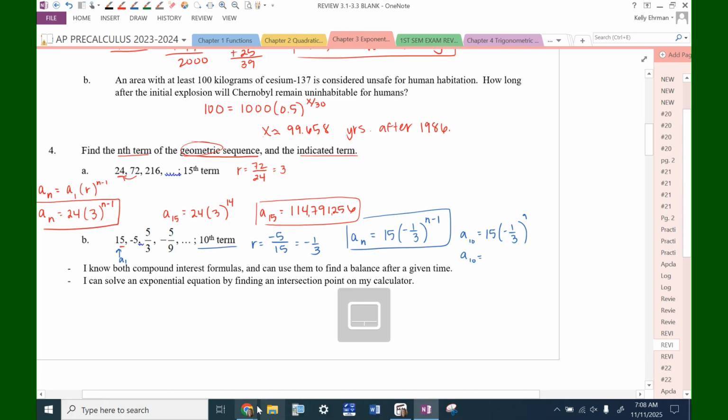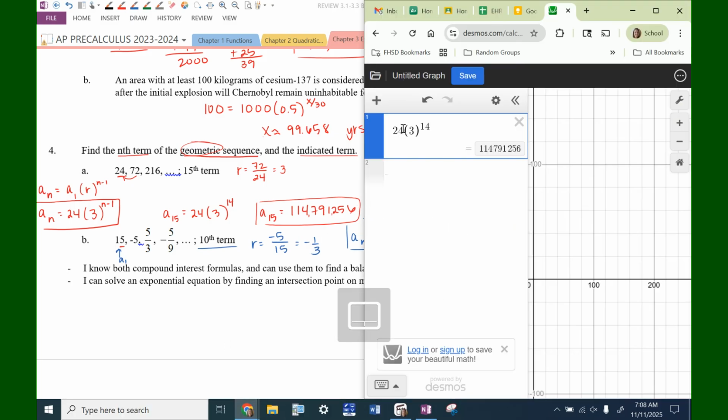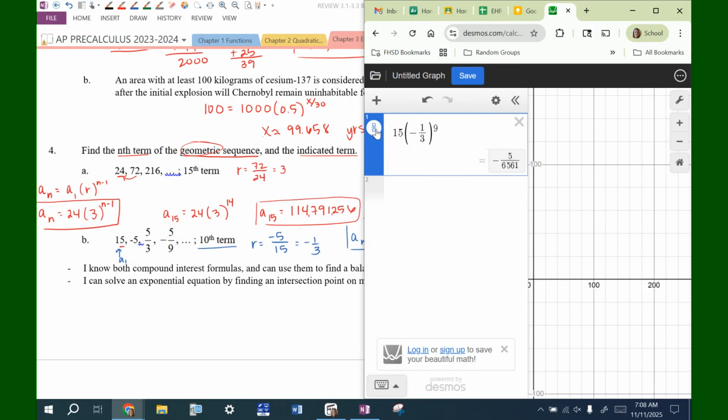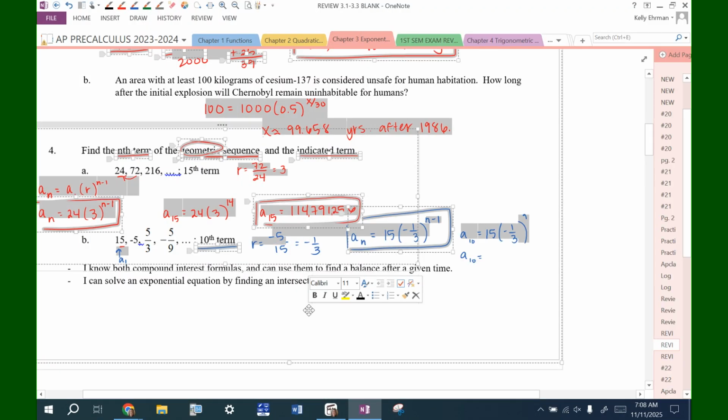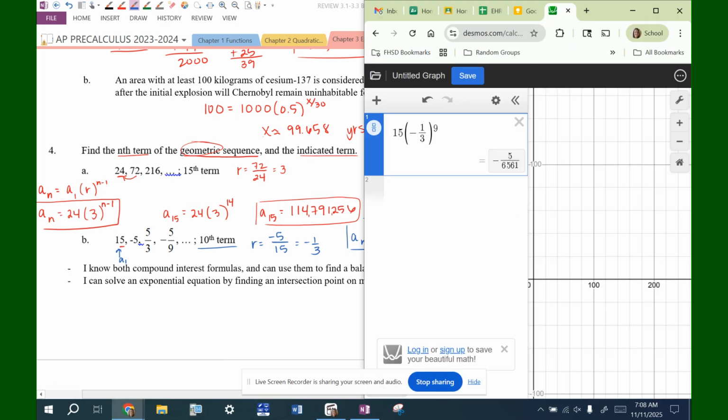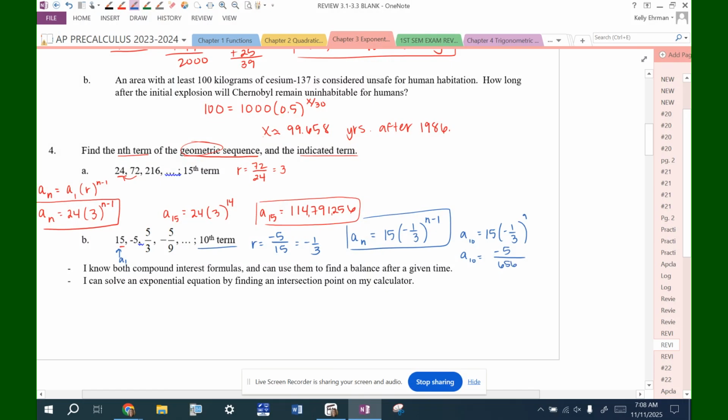So let's see what that comes out to. I'm just going to change out my numbers here. That was 15. This was -1 divided by 3. And this was to the 9th power. And I would like this to be a fraction, because if I round it to a decimal, -0.001 would be okay. But this changes it to a fraction, so I like that better. So -5 over 6,561.